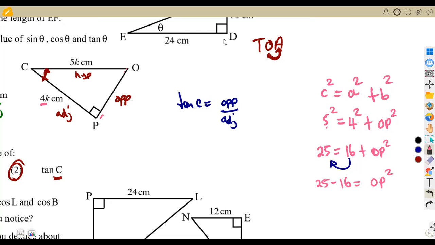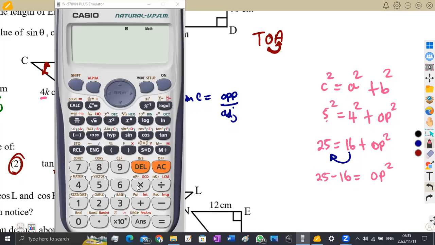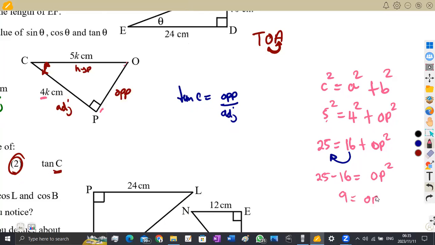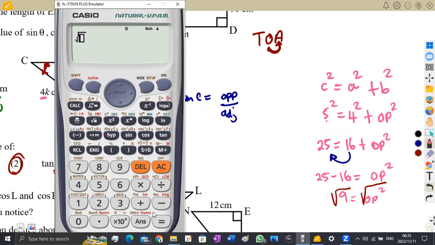All right, so 25 minus 16 is simply going to give us 9 in that case. We subtract here, 25 minus 16 like this, which is going to be a 9. So 9 is equal to OP squared. To determine the value of OP, simply introduce the square root. So the square root of 9 is 3, or you can just use your calculator, the square root of 9, that will be a 3.